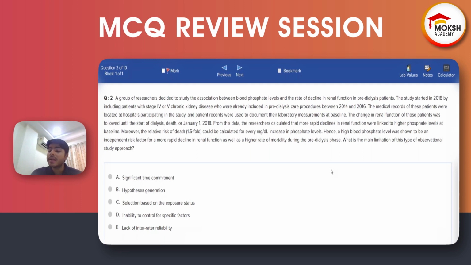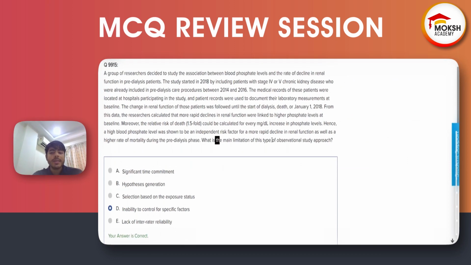What is the main limitation of this type of observational study approach? Is it significant time commitment, hypothesis generation, selection based on the exposure status, inability to control for specific factors, or lack of inter-rater reliability? So what is the main limitation of this?